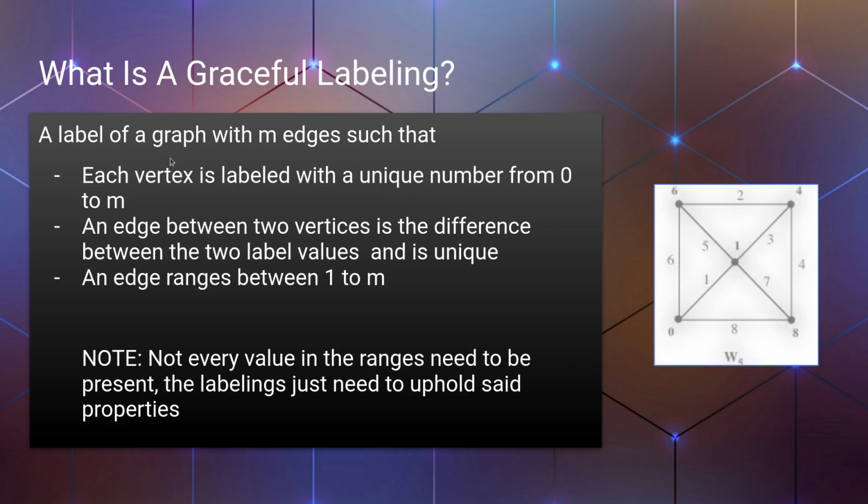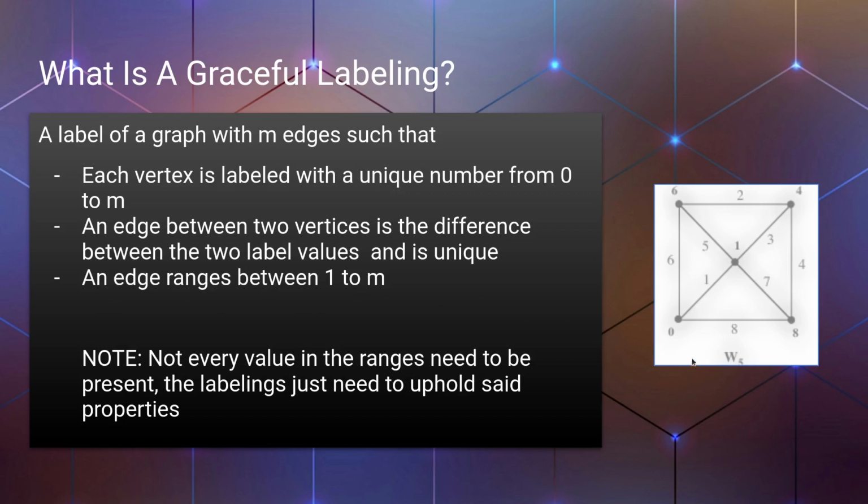A graceful labeling is a labeling of a graph with m edges such that each vertex is labeled with a unique number from 0 to m, and the edges are labeled with the absolute difference between the corresponding vertex values. And also an edge ranges between 1 to m.